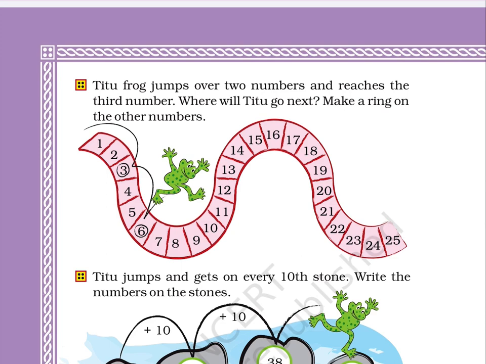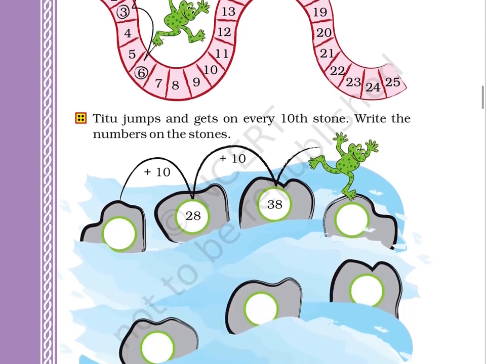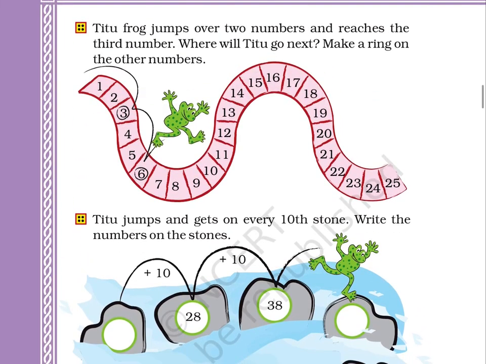The picture shows a ribbon divided into boxes. Each box has a number and the ribbon is arranged to look like a wave with up and down curves. T2 frog is jumping from circled number 6. The ribbon has numbers from 1 to 25 with number 3 and 6 circled in their boxes.